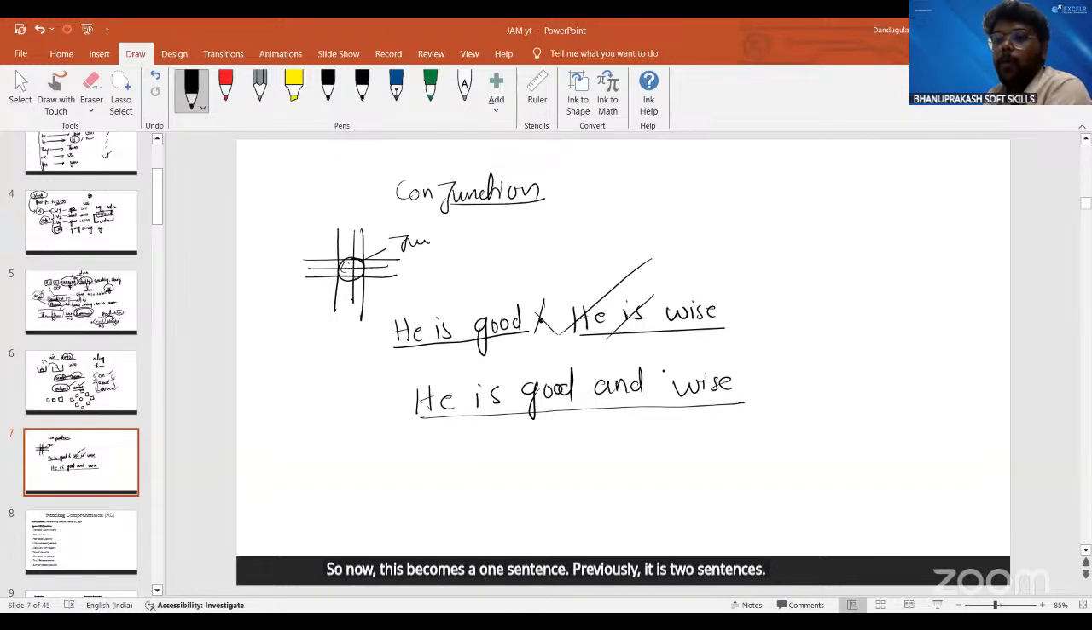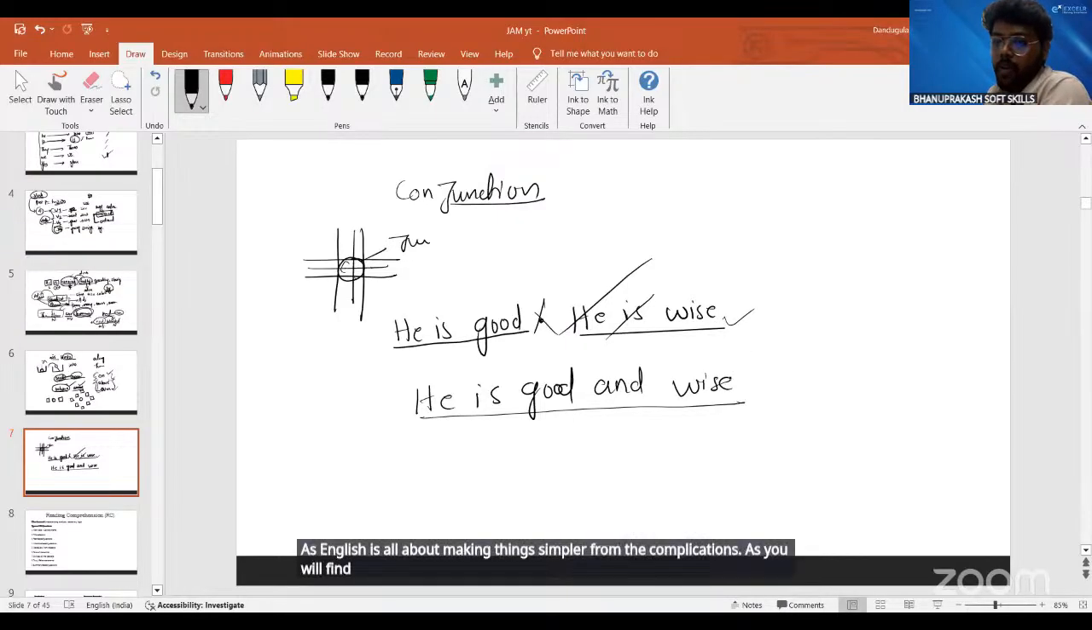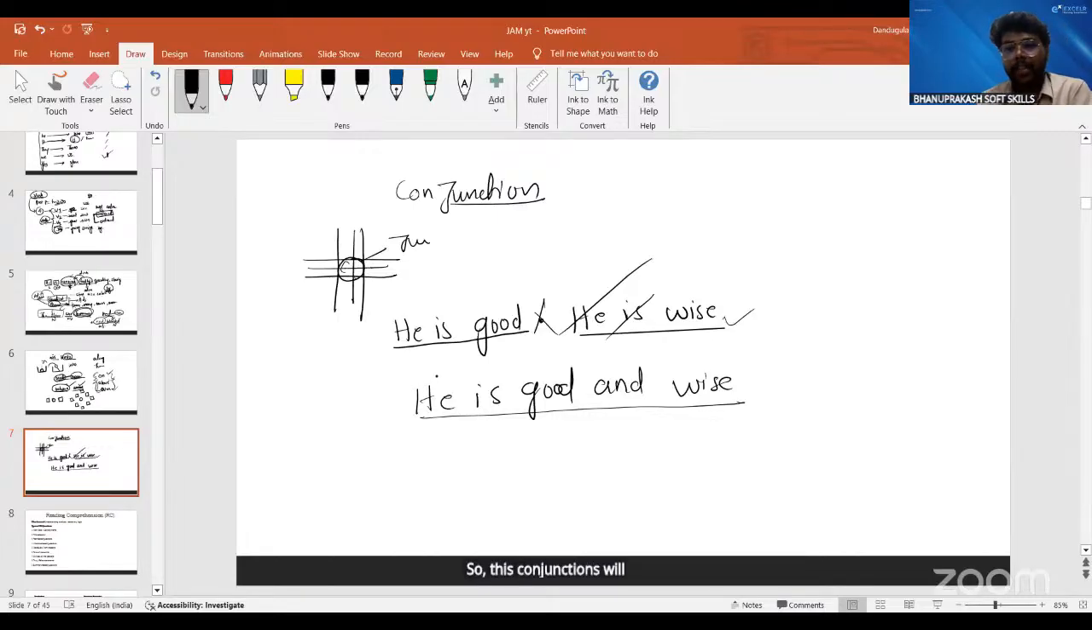English is all about making things simpler from complications. You will find this kind of complication often, but you should never use separate sentences like that as it looks so complicated. So these conjunctions help us make the message much simpler. In the same way, let us take the same example. He is good, full stop. He is cunning.